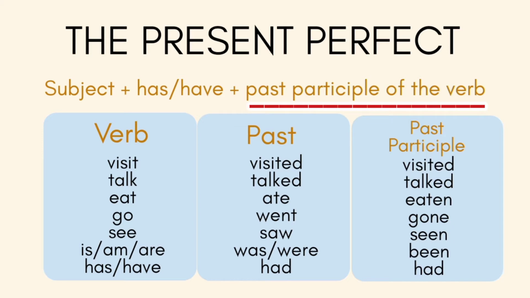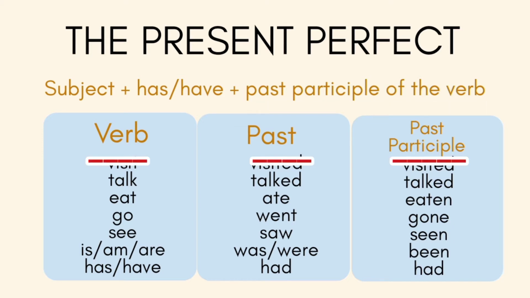Let's talk about the past participle of the verb. Verb has three forms: the infinitive form, the past form, and the past participle. There are two kinds of verbs: the regular verb and the irregular verb. Regular verbs are those words whose past form is added with ed or d or ied. And the other kind of verb is the irregular verb, whose past form is totally different from the regular form. We have here some examples.